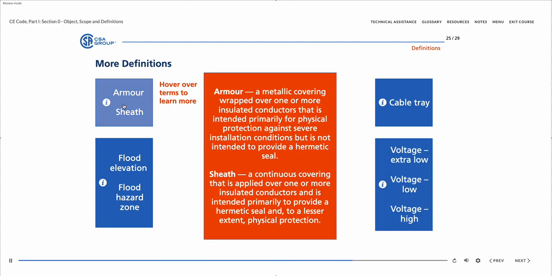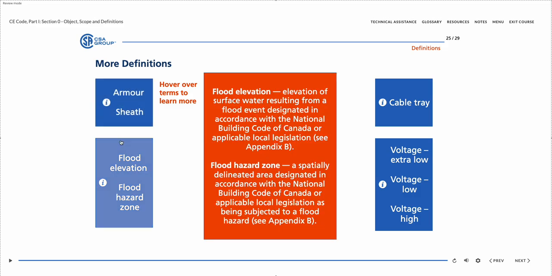The definitions of armor and sheath clearly delineate the differences between armored cable and metal sheathed cable. These definitions refer to regulatory provisions regarding flood hazard zones and flood elevations, as reflected in local building or zoning bylaws, or flood-related policies when applicable.